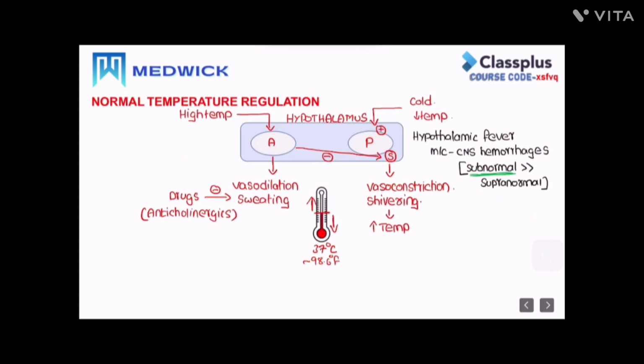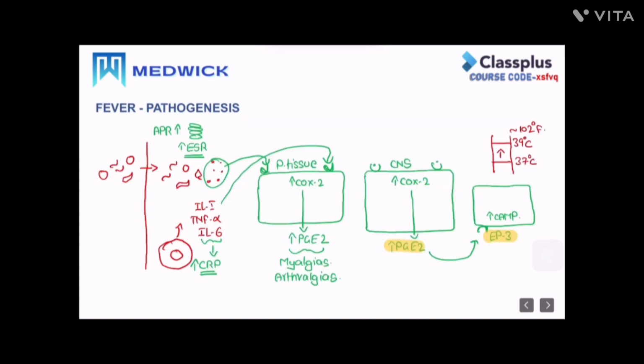So as we have discussed earlier here, if there is fall in temperature below the thermostat level, there will be vasoconstriction and shivering to increase the temperature. So in fevers, we usually have temperatures at around 100 to 101 degrees Fahrenheit. But this temperature, due to the new thermostat level, is perceived as a low temperature by our body, and in response, the hypothalamus will cause vasoconstriction and shivering. These episodes are called chills.